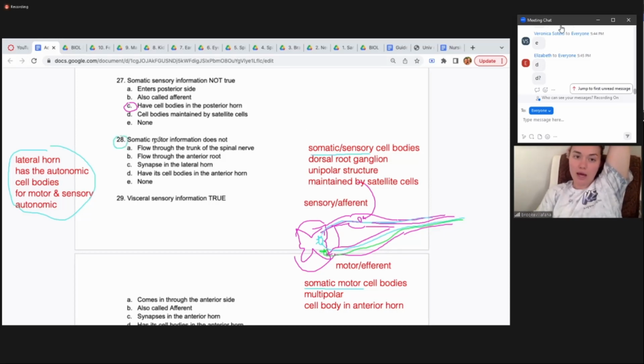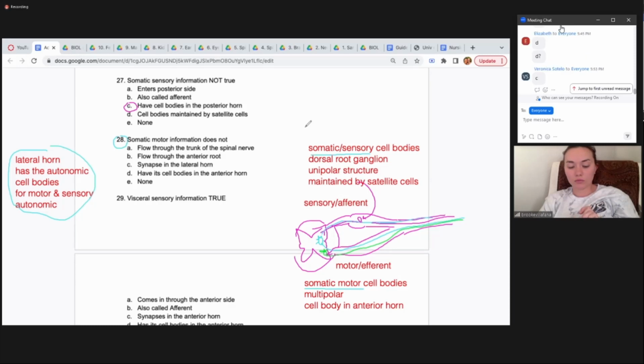Okay, question 28. Somatic motor information does not... Anyone else want to guess? Just have one guess so far.